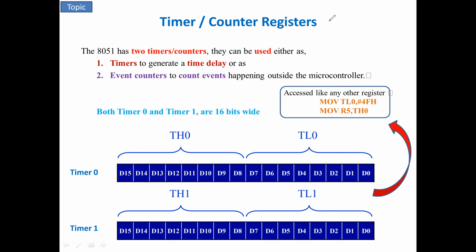The first point: 8051 has two timers, timer 0 and timer 1. The timer 0 register is 16-bit wide, and timer 1 is 16-bit wide. So both are 16-bit values. This is the first important point you must know before writing a program.